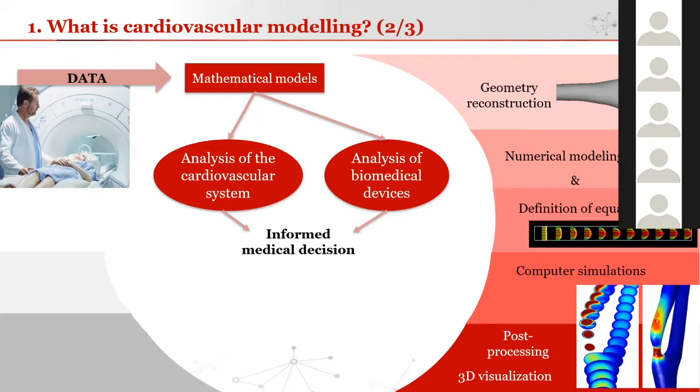Here we see, for example, blood velocity on the left and wall shear stress on the right, which is a parameter I'll explain in detail further.